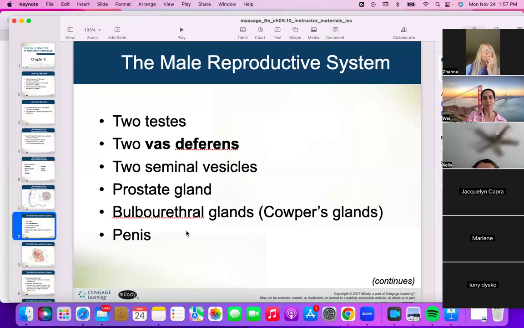And then what is left is our penis. It consists of erectile tissue. That means tissue that can expand, elongate, and become erect, which helps, of course, in inseminating the egg, inserting in the vagina and sending that sperm to the egg. So these are pretty much the main reproductive organs of the male.